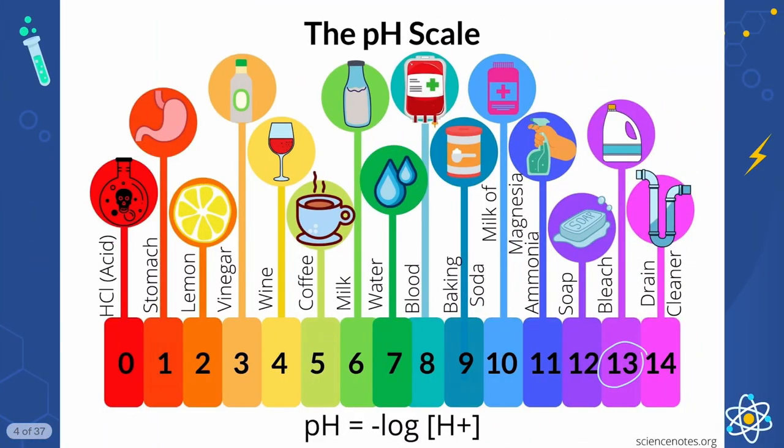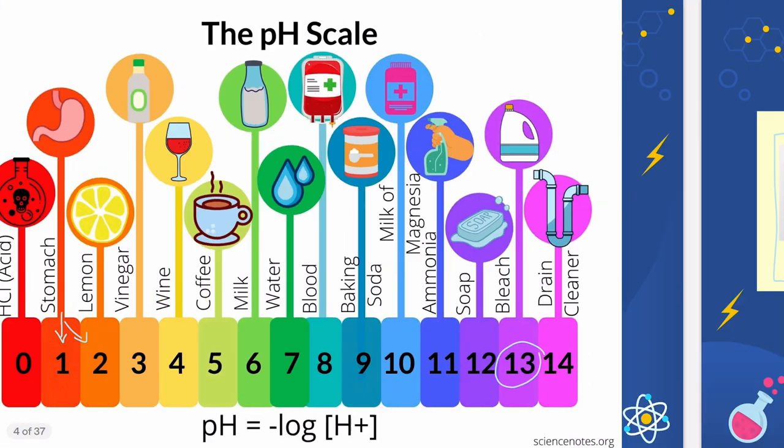Moving on. So here are some examples of the pH scale and some substances. For example, blood, which has a pH of 8, bleach, which has a pH of 13, and gastric acid, which has a pH of 1 or 2.